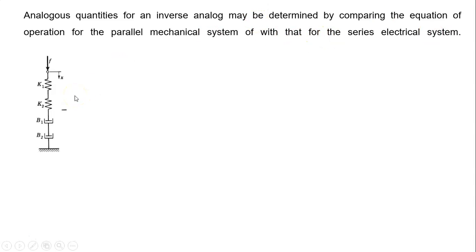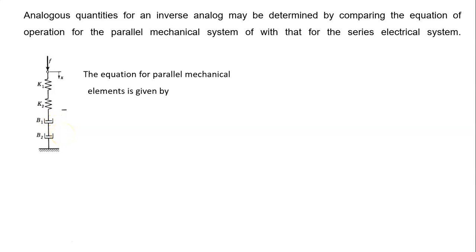Already we have seen two springs, K1, K2, and two dampers, B1, B2, connected in parallel. The value of force F for all these four elements remains the same, but the deflection X is different for different elements. Therefore X is equal to X1, X2, X3, X4, where X1, X2 are the deflections for K1, K2, and X3, X4 are the deflections for B1, B2.